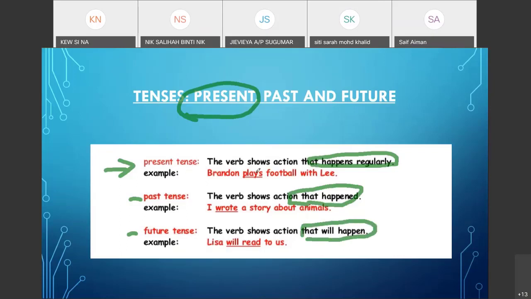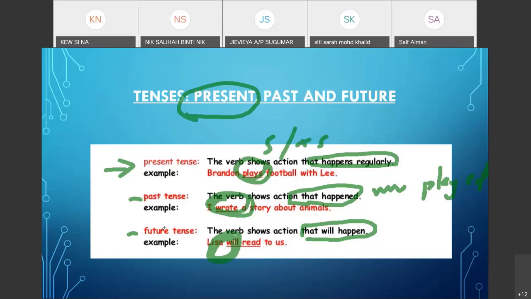So if you look at the present tense, this is the verb. Normally we will have s or without s, okay? But for the past tense, we will use the past form, for example wrote or maybe played. So we will have ed, okay? And then for future tense, we will have the will, okay? So this is the simple present, past, and future tense.